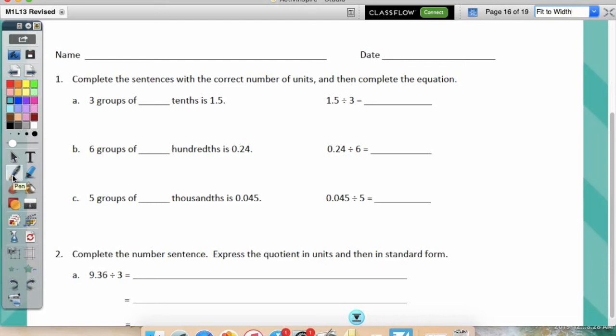Going from unit form to standard form, and going from multiplication to division. So if I look at this problem, 1.5 divided by 3, I can think of it as 3 times something equals 1.5.